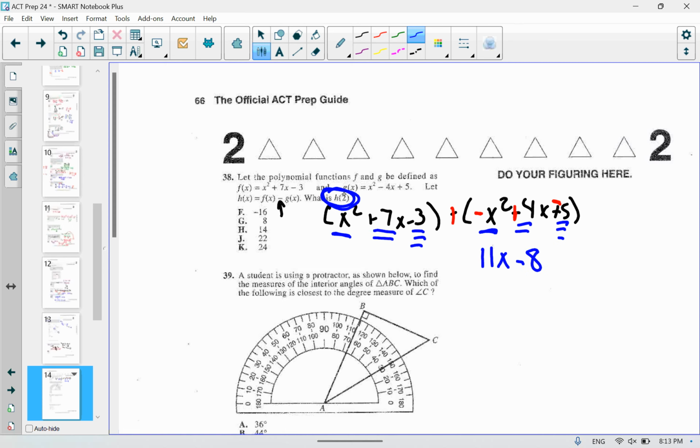However, it also says that I'm going to plug in 2. So I get 11 times 2 minus 8. 11 times 2 being 22. So 22 minus 8 gives me 14.